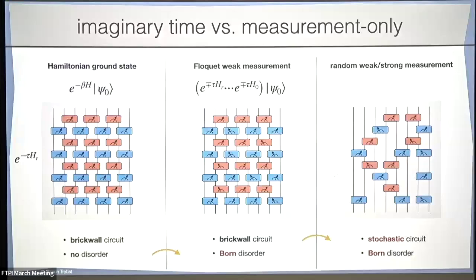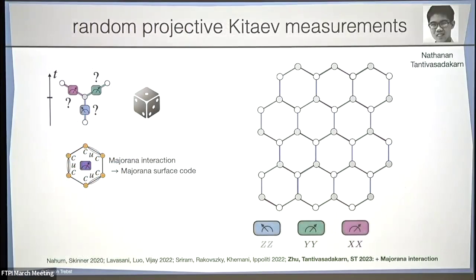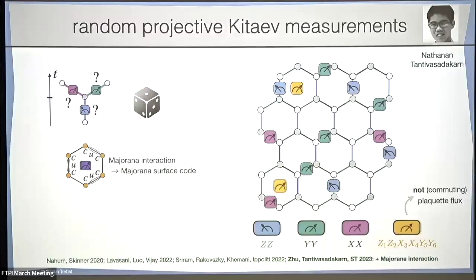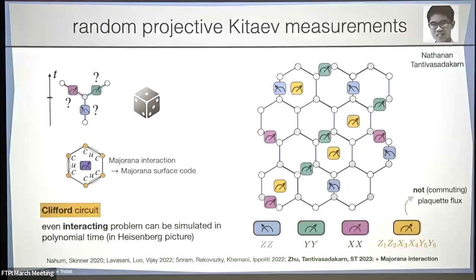Okay, so I have these two structures now, completely random or Floquet. Let's start with completely random. I have my qubits on the honeycomb lattice, and I have 3 types of parity checks, XX, YY, ZZ, that I will randomly apply in time. Then I can put a 6-qubit interaction on top of this, which is not the Plaquette flux of the Kitaev model, but something non-commuting, a 6-spin interaction. I also sampled this. The great thing is, it's still a so-called Clifford circuit. It's all projective measurements, and I'm very efficient at sampling it.